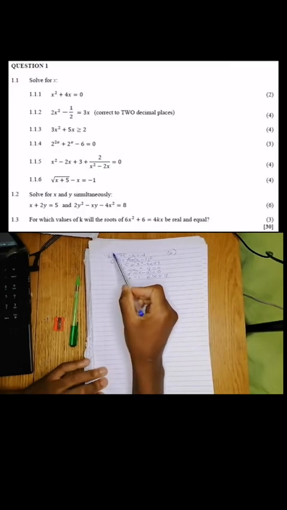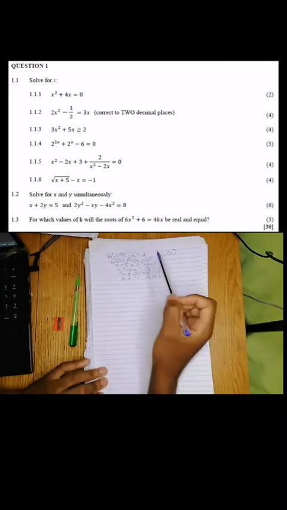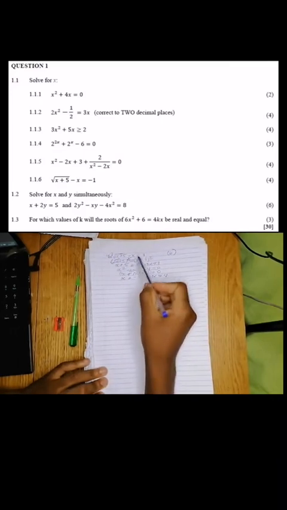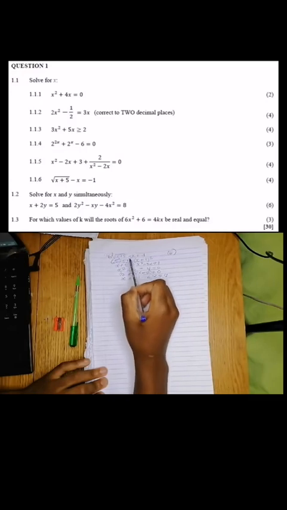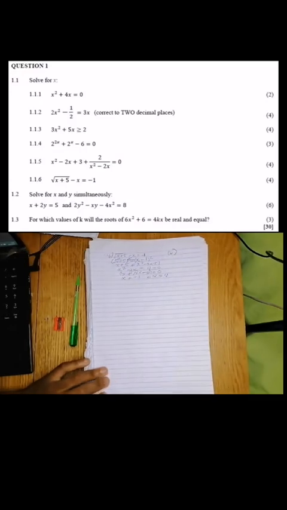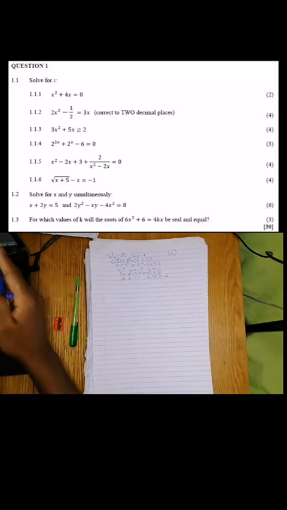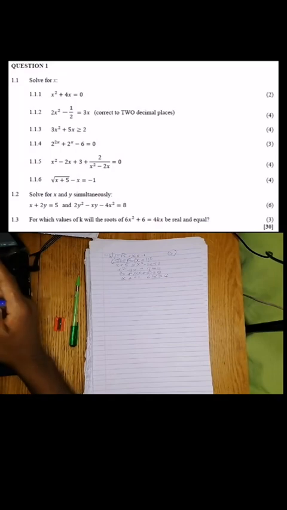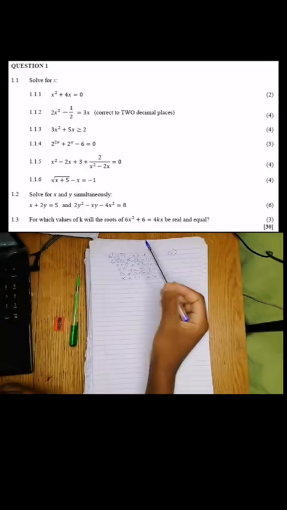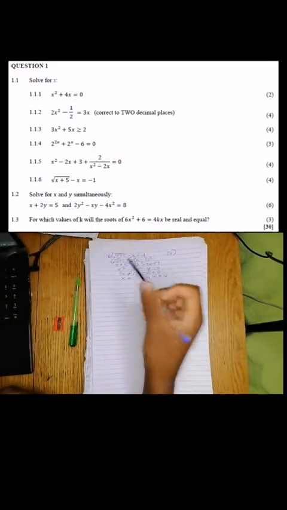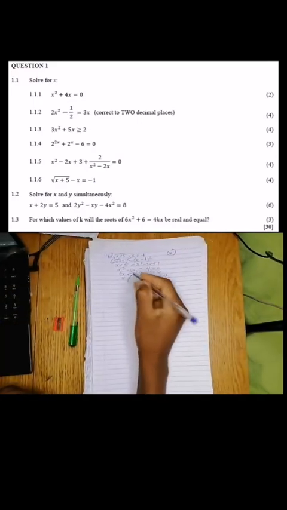You have to go back to the original equation and substitute negative 1 to check if root of x plus 5 minus x is equal to negative 1. So you use your calculator. Root of negative 1 plus 5 minus negative 1 gives you positive 3, meaning that it's not equal to the right hand side. So x cannot be equal to negative 1.